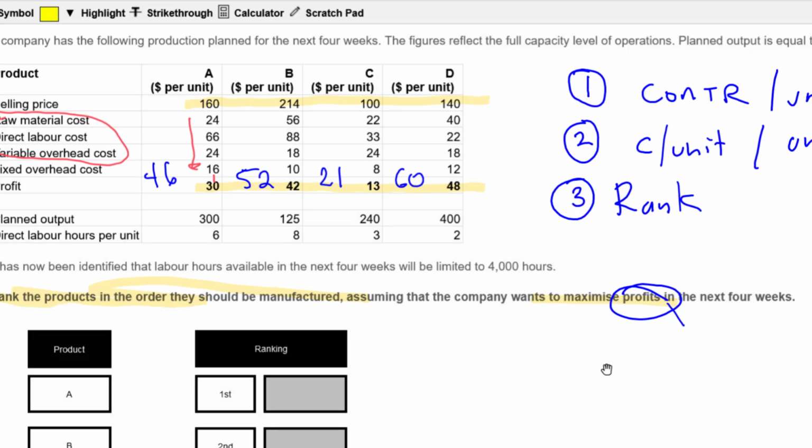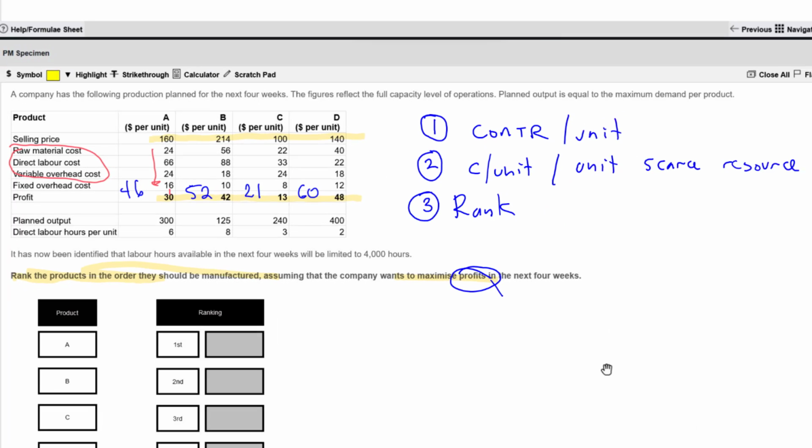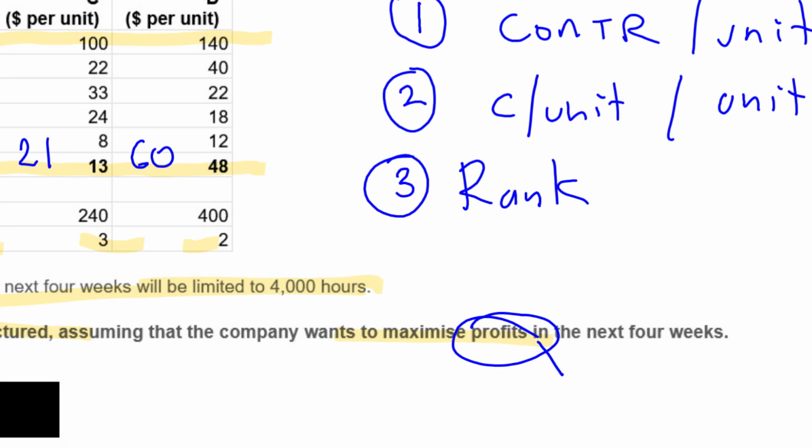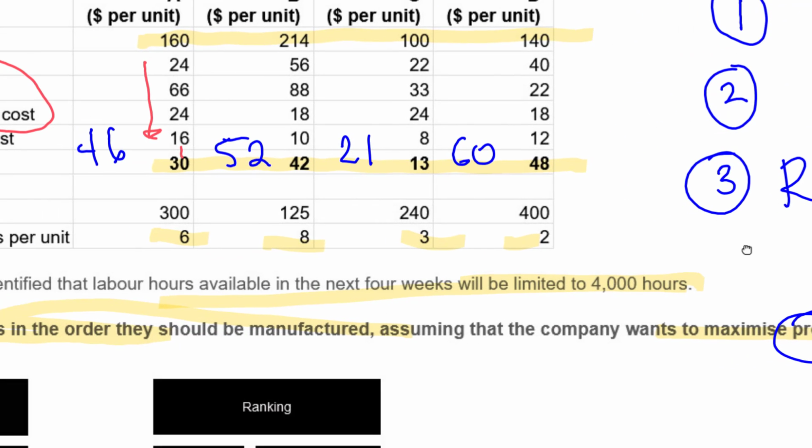And what do we learn? We learn that labor hours will be limited to 4,000, right? So the labor hours will be the scarcity here. So now we need to divide that contribution per unit by the labor hours.